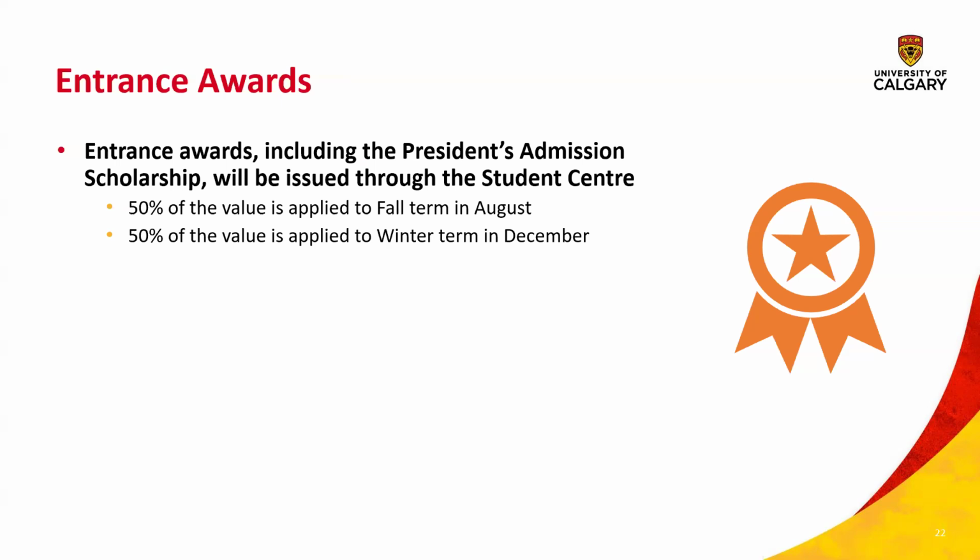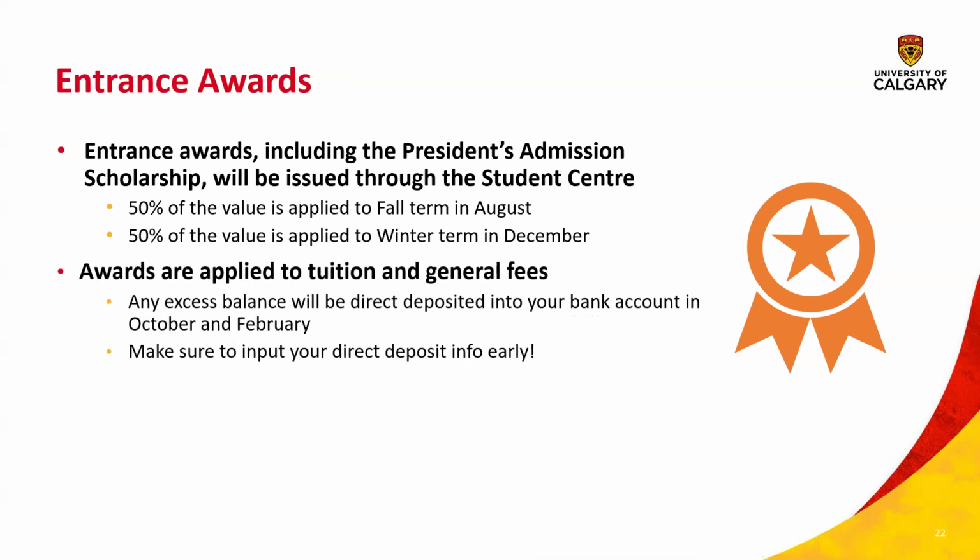You can expect to see those payments on your UCalgary student account in August and also in mid-December for those awards. These awards will directly be applied to your fees in your student center, and any excess balance will automatically be refunded on set dates, that is October 25th for fall and February 25th for the winter semester. Please ensure your direct deposit information is submitted in the My Financial section of your student center as soon as possible to avoid any delays in getting your funds.